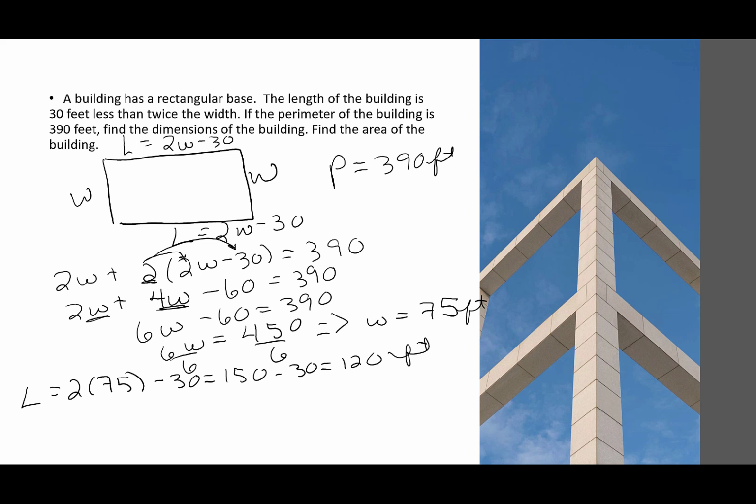Now we want to have the area. So the area is going to be the length, 120, times the width, 75, which gives me 9,000 square feet.